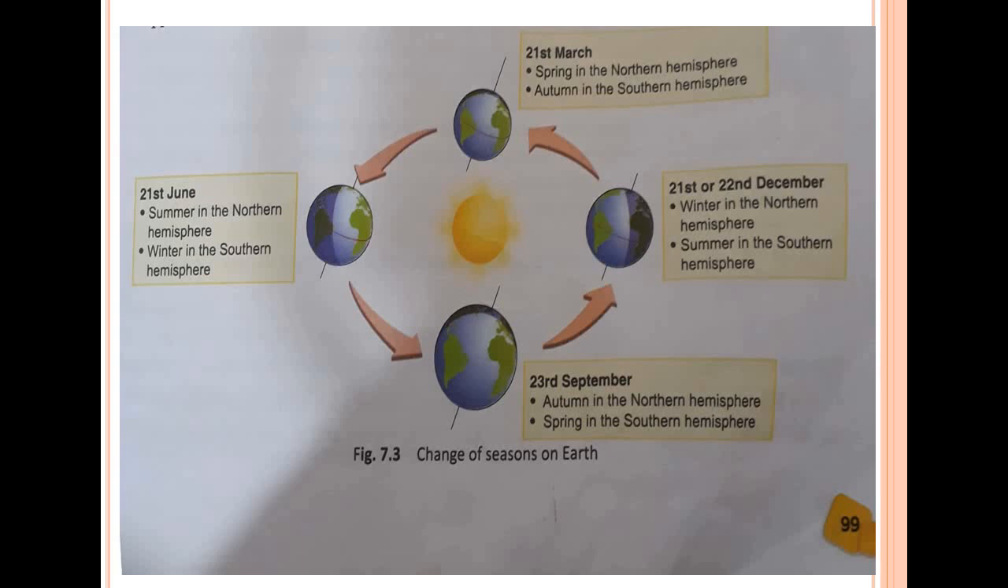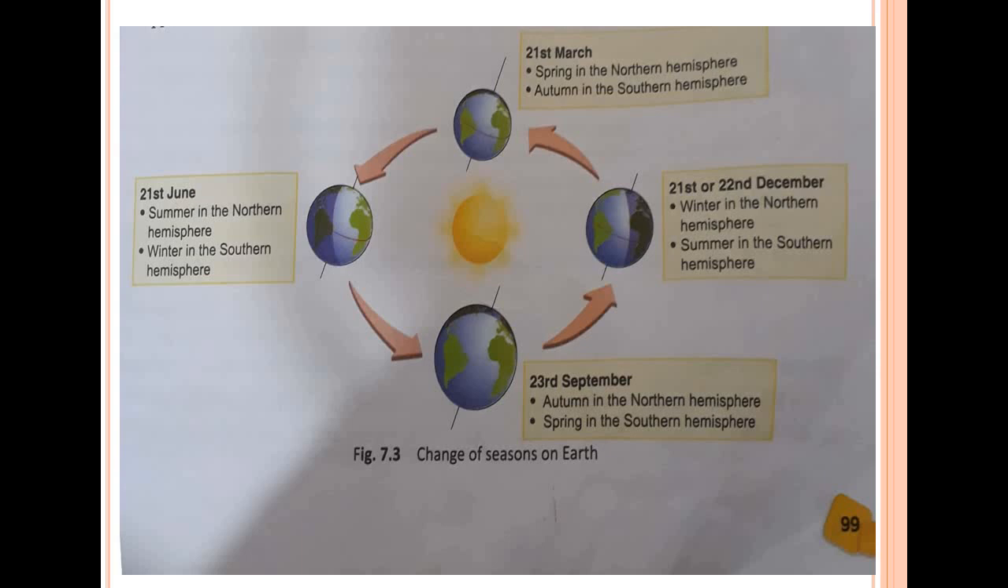Now this is the figure about which I was talking. In this figure, we can say that from 21st March to 23rd September, the northern hemisphere is closer to the sun. So, it is hotter than the southern hemisphere, which is further away from the sun. The reverse happens in the next half of the orbit.